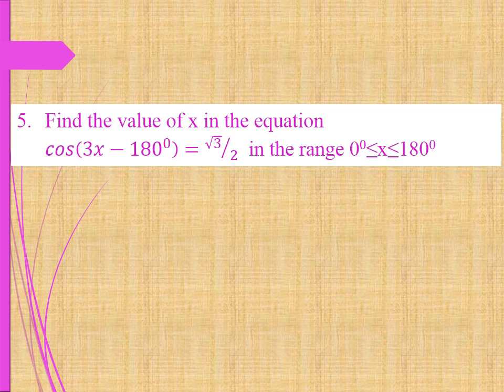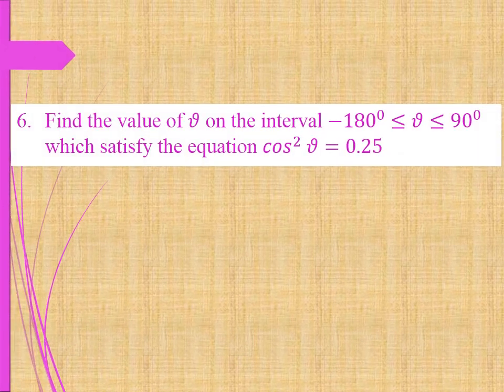Question 5. Find the value of x in the equation cos of (3x minus 180) is equivalent to root 3 over 2 in the range 0 degrees less than or equal to x less than or equal to 180. Question 6. Find the value of theta on the interval negative 180 less than or equal to theta less than or equal to 90 degrees, which satisfies the equation cos squared theta is equivalent to 0.25.